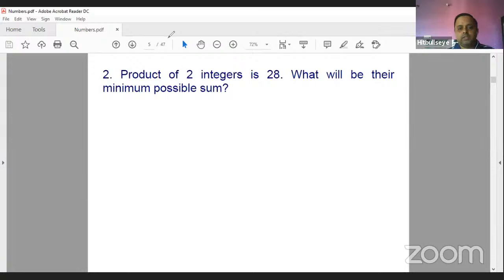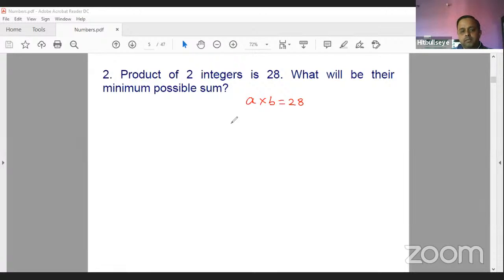Product of two integers is 28. What will be their minimum possible sum? Now in this case, you have two integers, let's say a and b. Their product is given to you as 28. Now the question is asking for their minimum possible sum. You need to check those integers which, when multiplied, will give you 28, but when you add those two, you will get the minimum sum.